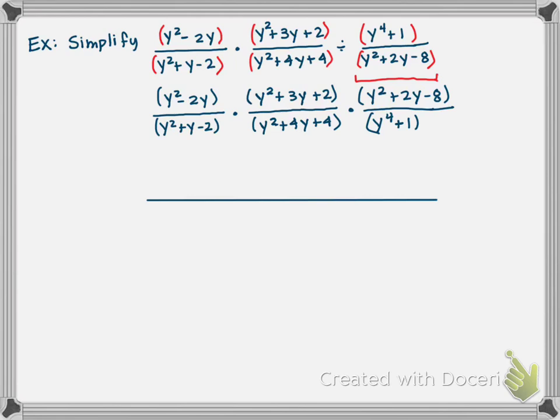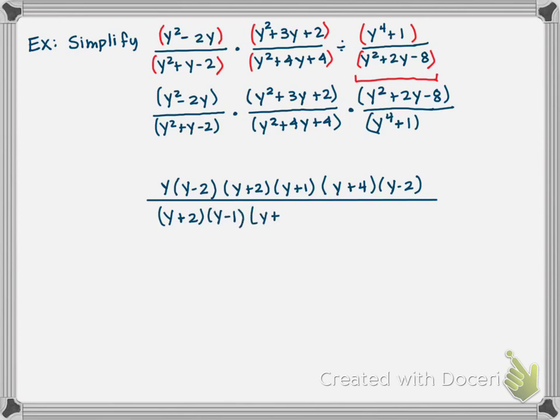So y squared minus 2y factors as y times y minus 2. Y squared plus 3y plus 2 factors as y plus 2 times y plus 1. Y squared plus 2y minus 8 factors as y plus 4 times y minus 2. And then we have y plus 2 times y minus 1. Y plus 2 times y plus 2.